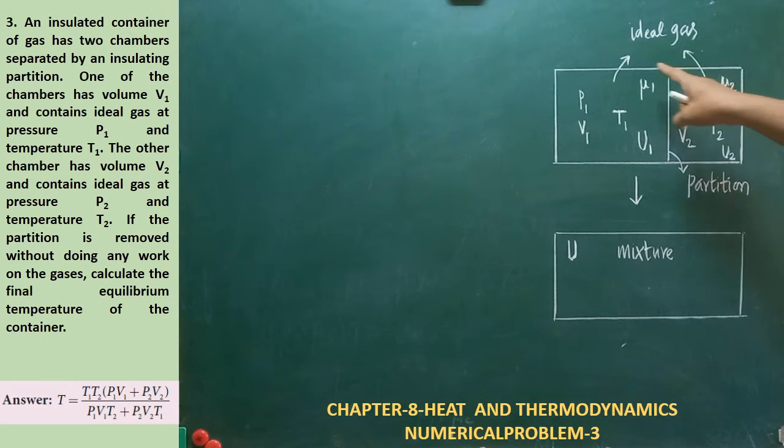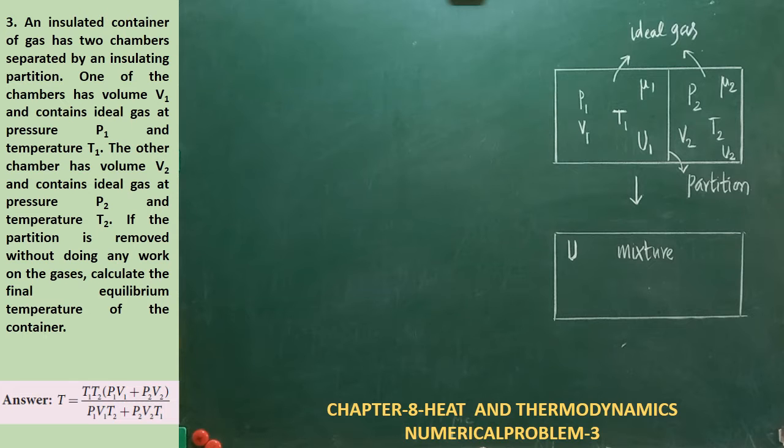Look at the diagram. This is the insulated container in which two chambers are there. It is separated by an insulating partition. Look at that. Here one partition is there. That is also made up of an insulator.